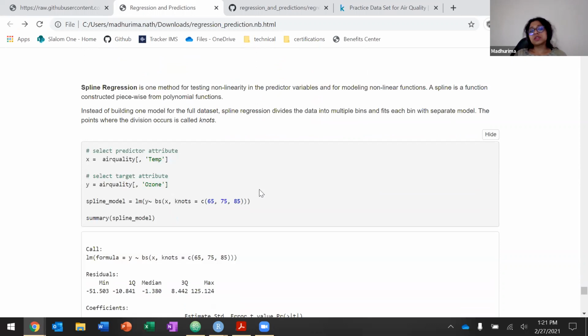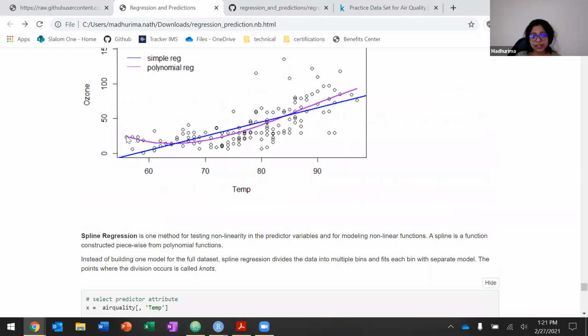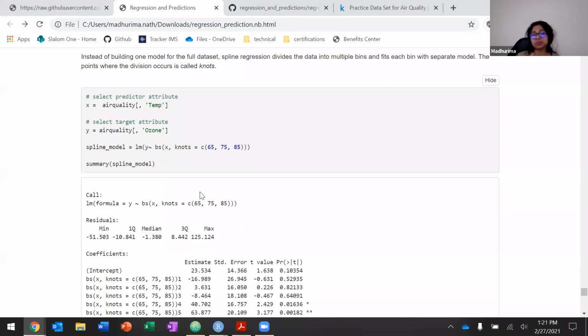Spline is similar to polynomial, but it's another kind of non-linear way of fitting predictor variables to the response variable. It is done in a more piecewise manner and not just with powers of x. I would fit from this point to this point in this way, and then the next piece will be another fit. So that's how spline works.